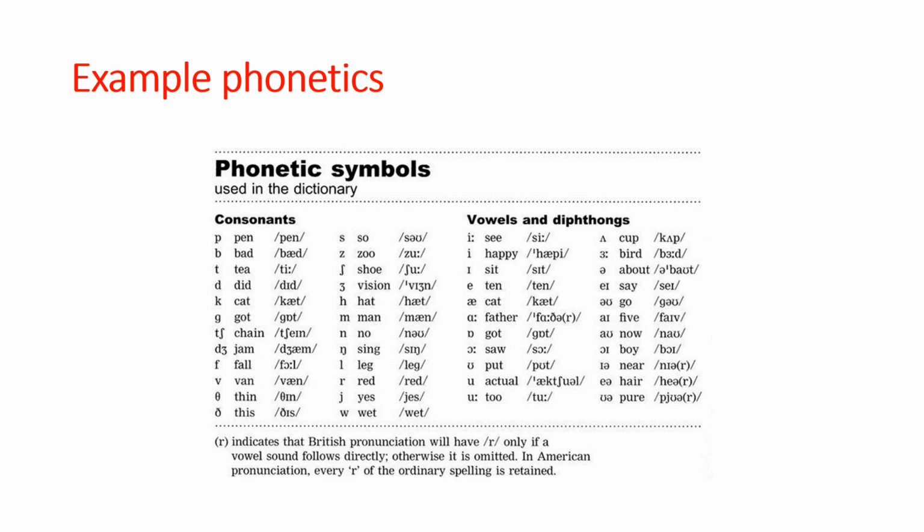Example, phonetic symbols: consonants, vowels, and diphthongs. R indicates that British pronunciation will have R only if a vowel sound follows directly, otherwise it is omitted. In American pronunciation, every R of the ordinary spelling is retained.